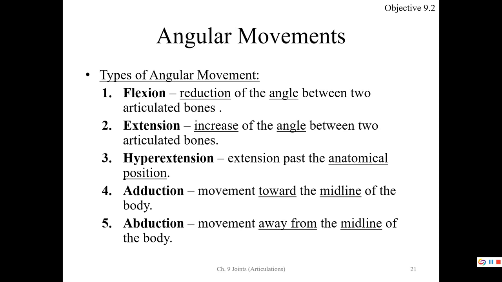Now, hyperextension is extension past anatomical position. For example, if you look straight up into the sky, you would be hyperextending the neck. If you take your hip and push it behind you, you're hyperextending the hip. Adduction is movement towards the midline of the body. You add to the midline. Abduction is movement away from the midline, like somebody has been abducted, they've been taken away from the midline, okay?